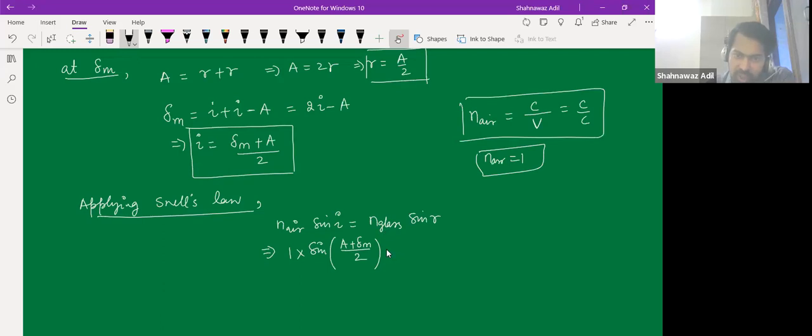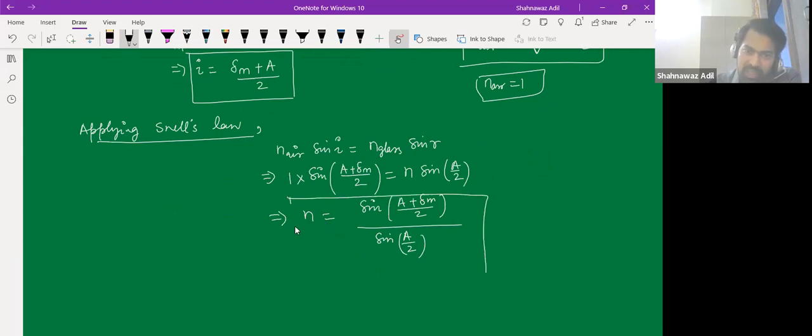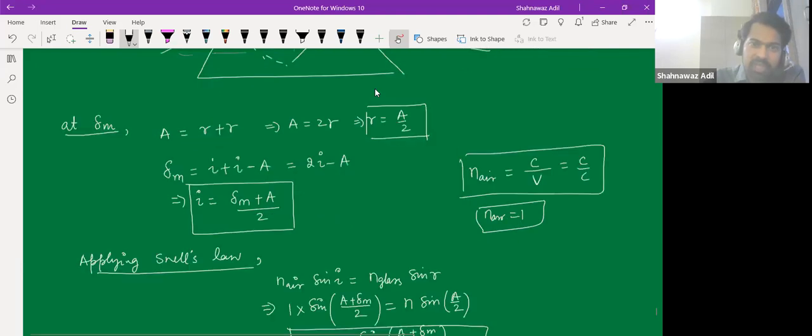So for N glass, let us write that as N, and sine of r we have calculated as A by 2. That is the relation you used in your calculation. So N would be sine of (A plus delta m) by 2 divided by sine of A by 2. Whenever you want to calculate the refractive index, we always use this relation. And remember, this prism is in the air.